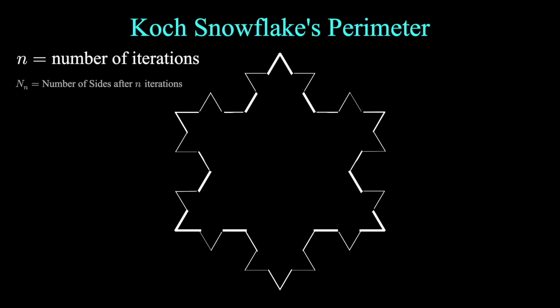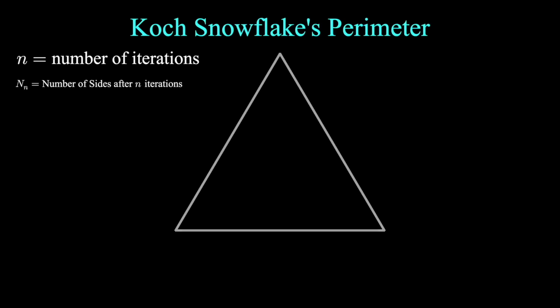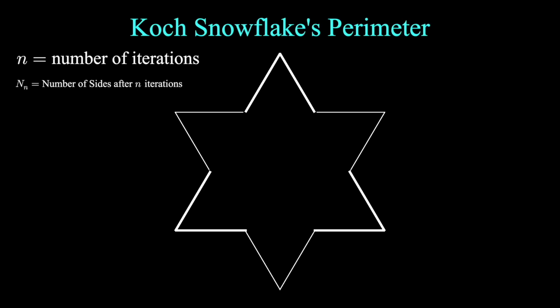Let's let capital N sub n denote the number of sides at iteration n. The way that this pattern works is that each side is then replaced with 4 sides. So we could say that the number of sides of the nth iteration is the same as the number of sides of the previous iteration times 4. We start with 3 sides to begin with. Every iteration, we multiply the number of sides by 4, so the number of sides of the nth iteration should be 3 times 4 to the n.